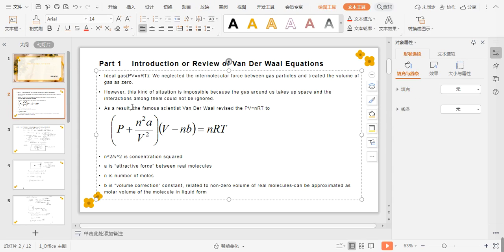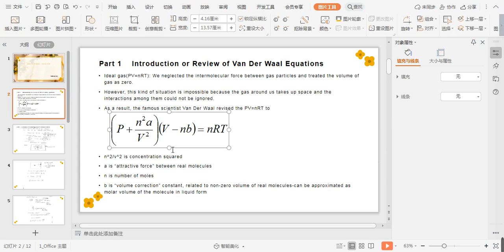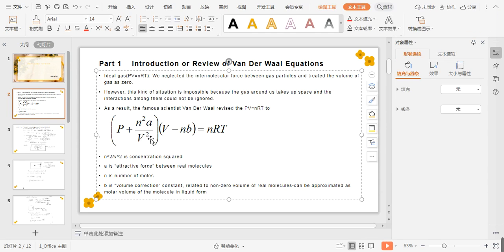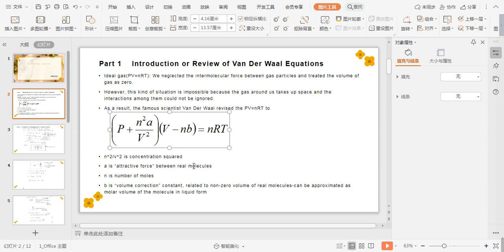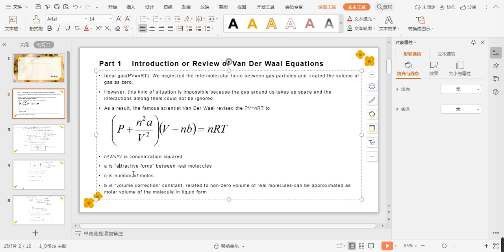So the famous scientist van der Waals revised PV = nRT to this equation. Compared to the ideal gas law equation, there are several new symbols. The n squared divided by V squared is the concentration squared. You can also think of this as a density because n is moles and V is volume. And a is a constant related to the intermolecular force, or attractive force, between real molecules.